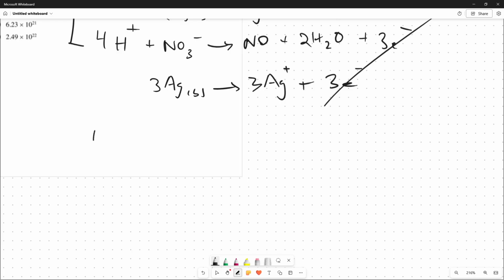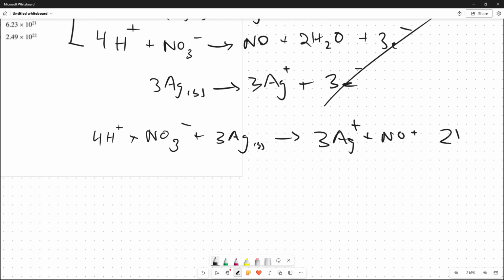So in the end, we'll have 4 H plus, NO3 minus, 3 Ag, 3 Ag plus, NO, and 2 waters. So here is our final balanced redox reaction.